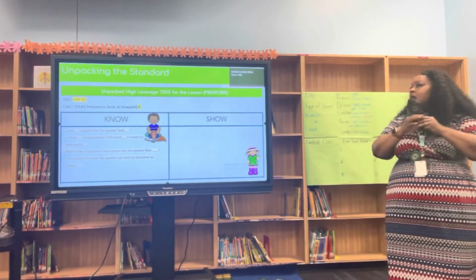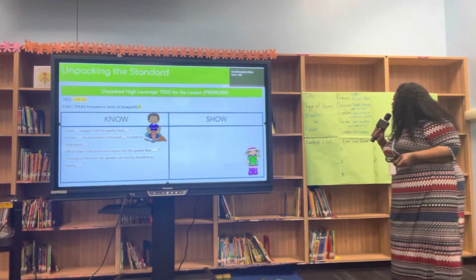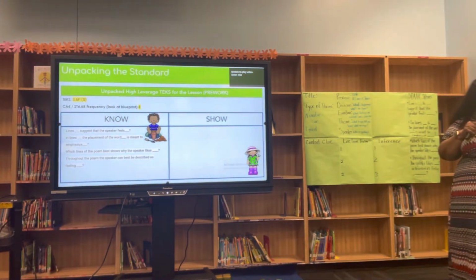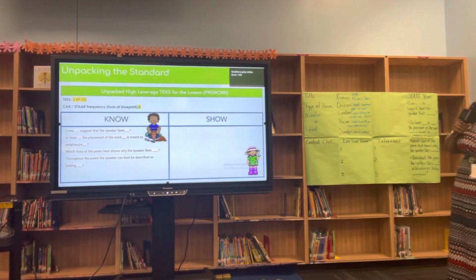All right, beautiful. Okay, so having said that, that is how our students will show if they thoroughly understand a poem, if they are able to do the poet strategy. All right, moving on.